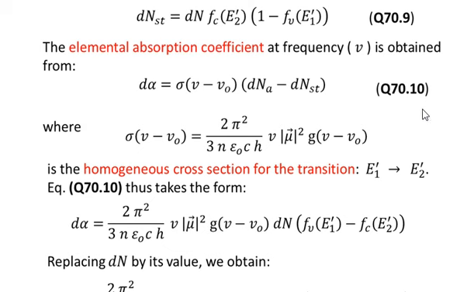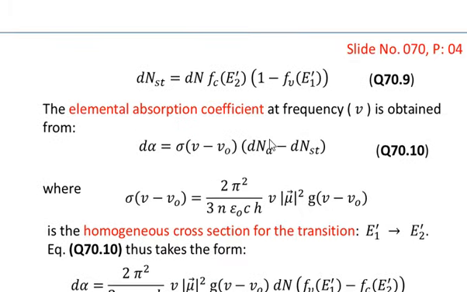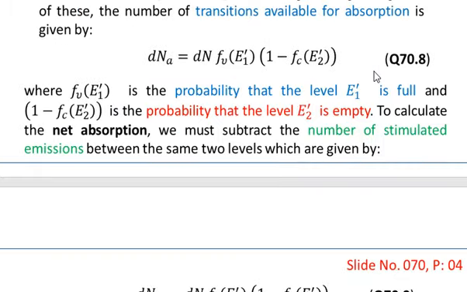So equation number 10 thus takes the following form, because we are substituting the value of sigma into that equation, and we have d alpha is equal to 2 pi square over 3n epsilon naught ch multiplied by nu multiplied by the absolute square of mu multiplied by g of nu minus nu naught, and then the rest of the quantities over there which were dn, because we are now substituting the value of dNA from equation number 9 over here, and dNST from equation number 9 and dNA from equation number 8.